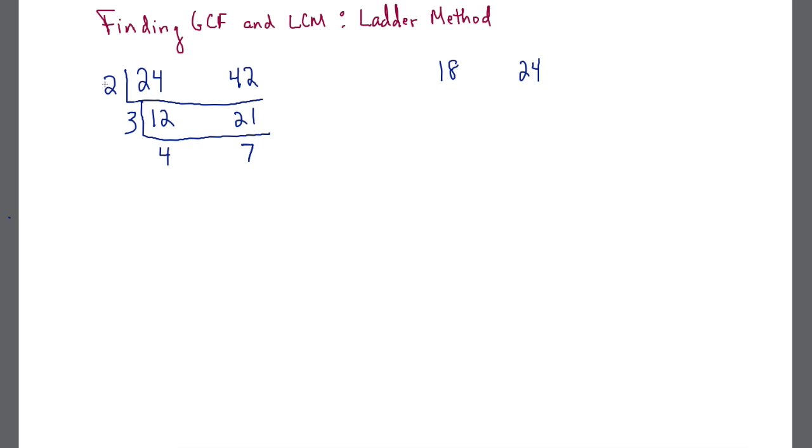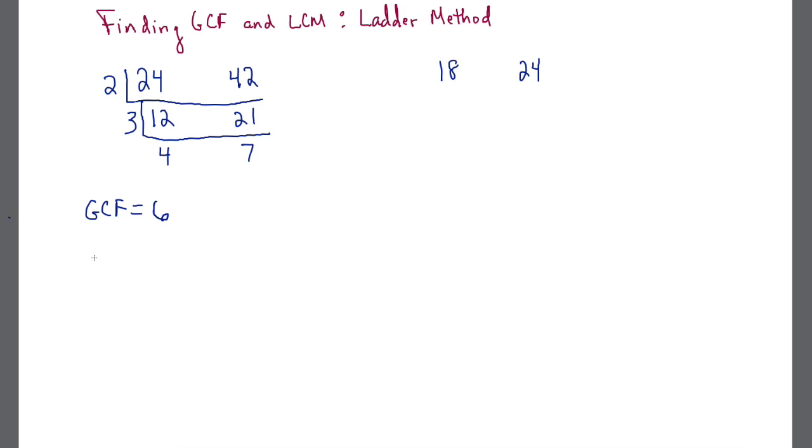So basically, let's find the GCF. I have all the information that I need right in front of me. For the GCF, I'm just going to look at these two numbers on the side. These two numbers that I used as prime numbers that fit into the numbers in here. And I'm going to multiply them together. So 2 times 3 gives me 6. So the greatest common factor of 24 and 42 is 6. That means that's the greatest number that fits evenly into both of those numbers.